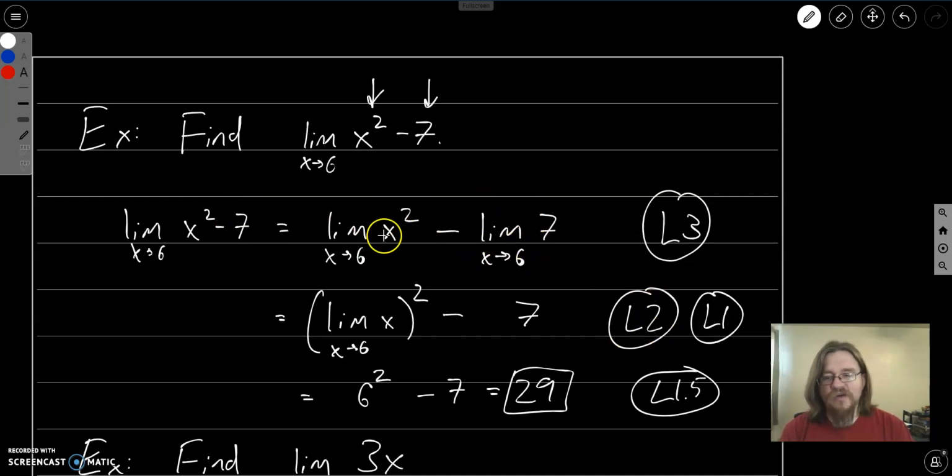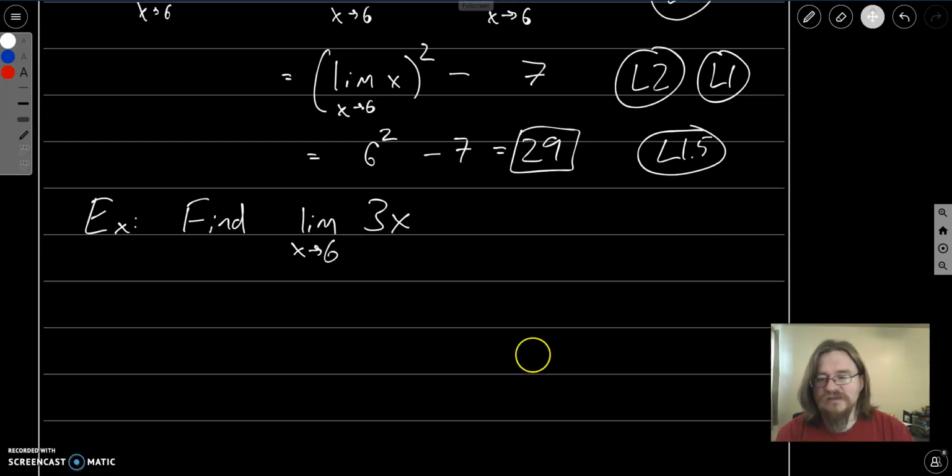And then in here, we use some subtle ones. The limit of a constant function is just that constant. And the limit of something to a power is just the limit of that function to that power.